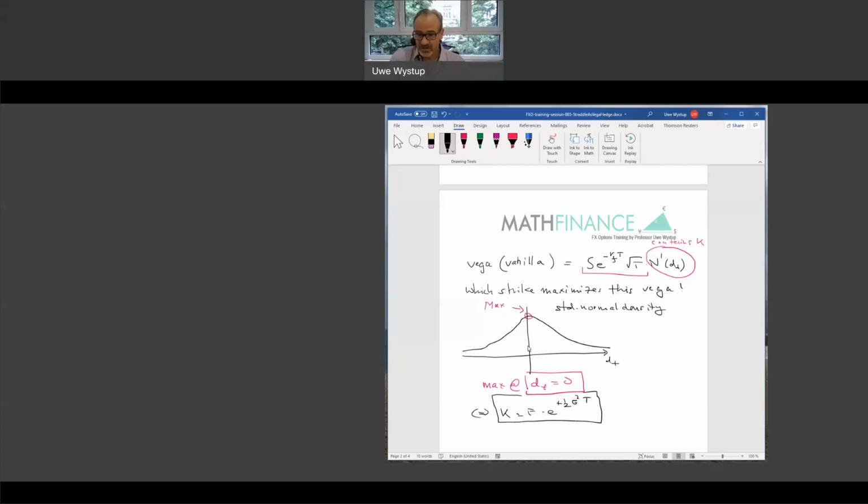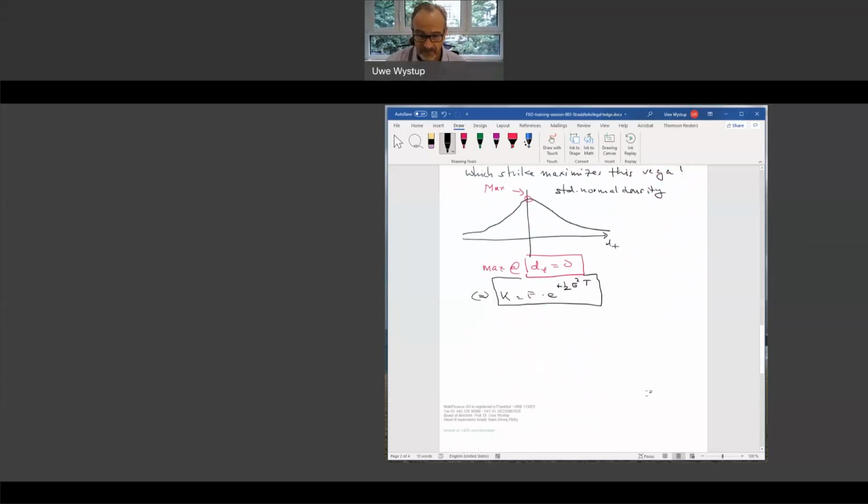Okay. In summary, the straddle has two relevant properties. Let me draw the straddle again so we know what we're talking about. If you take the straddle with this ATM strike, not any strike, let's take the ATM strike, then we have two properties for the straddle. Number one, it's delta neutral.